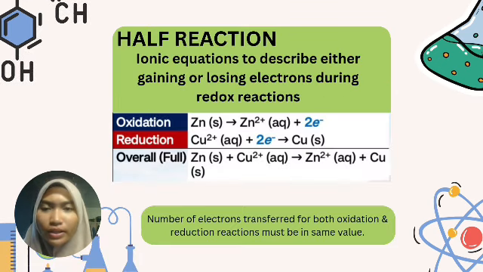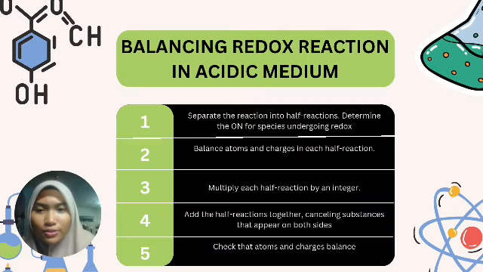Okay, so we need to do the half reaction so that we can describe whether the ionic equation is gaining or losing electrons during redox reactions. As you can see, this is the example of oxidation and reduction. So, the number of electrons transferred for both oxidation and reduction reactions must be the same value. So these are the 5 steps to balancing redox reaction in acidic medium.